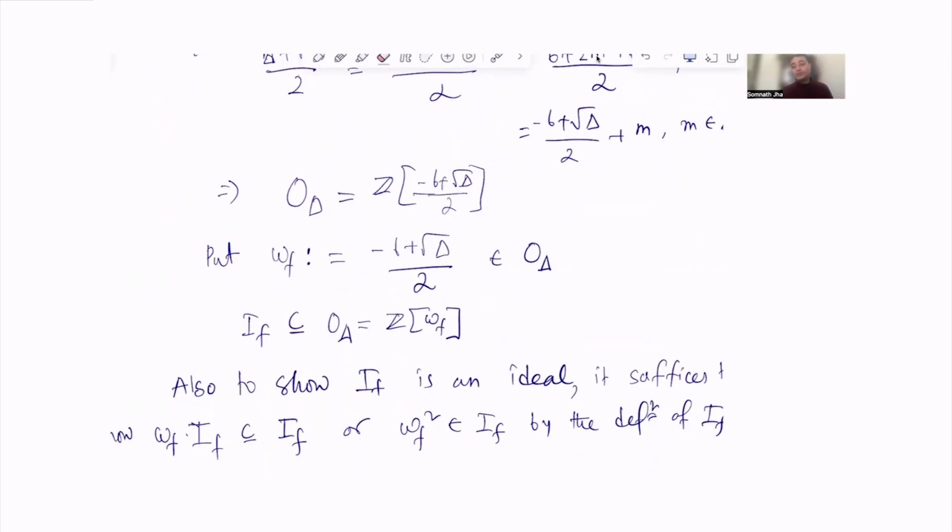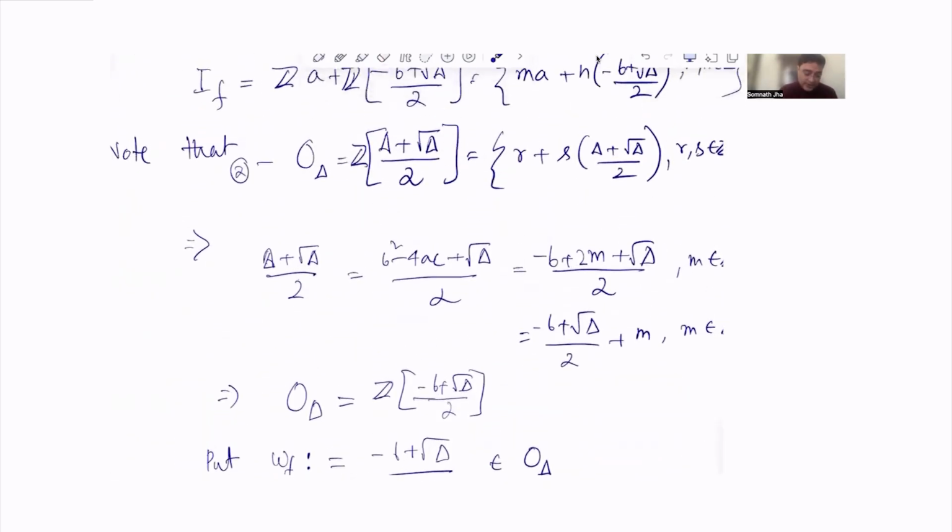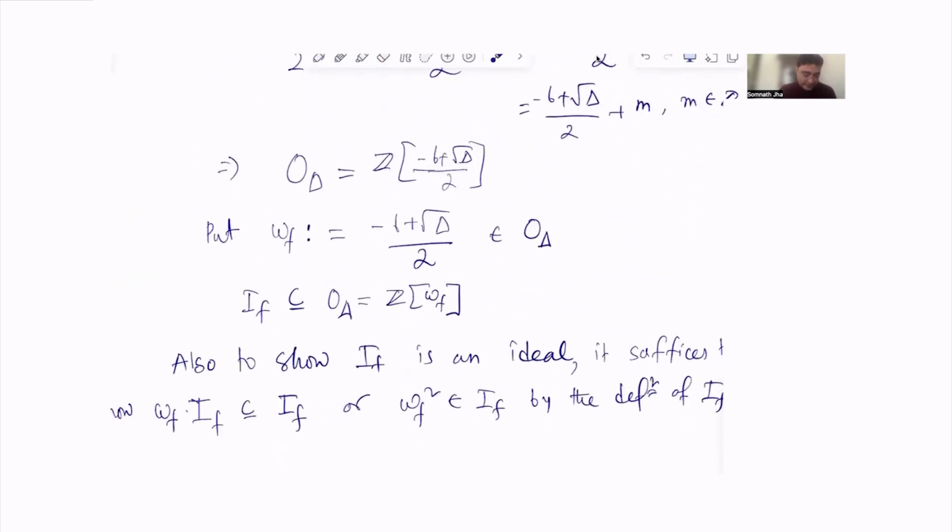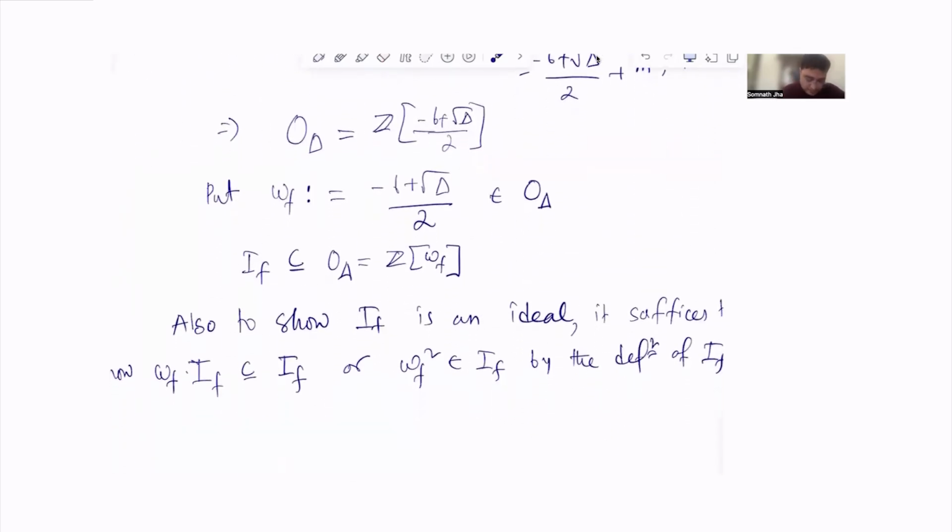So what we have to show, first of all, is I_f an ideal, right? So we are giving this map to an ideal. To show it's an ideal, it is defined as a Z linear combination of two elements. One is A and the other is minus B plus root delta by 2, which we are calling omega f. So Z omega f is itself the ring of integers. To show it is an ideal, what do you have to show? You have to show that Z omega f times this I_f is contained inside I_f. That's what you have to show.